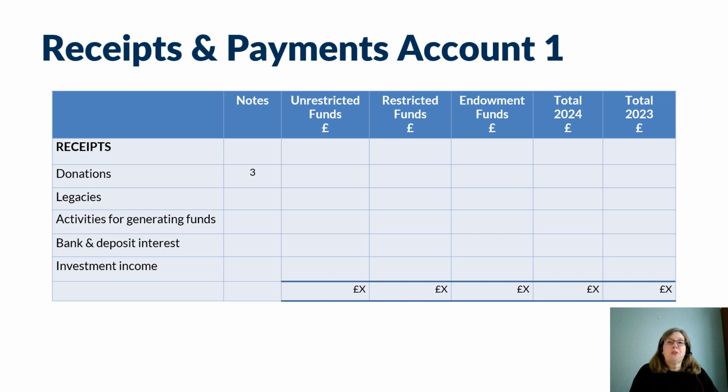Unrestricted income can be used for any of your activities subject to the overarching requirement for the trustees to use their funds in pursuit of their charitable objects. Going back to our receipts and payments account, you can see we then give it a total for the year, which is the sum of the three funds columns, and we also give a total for last year, which should agree to last year's accounts. Down the side of the statement, we have the various types of income so that a reader can understand where the congregation's income is coming from.